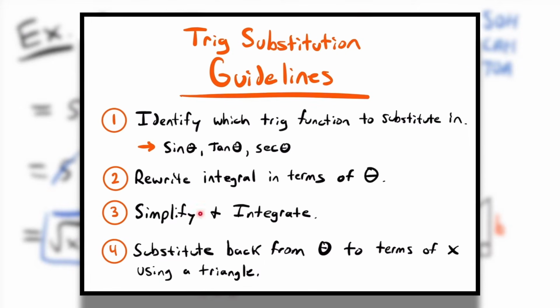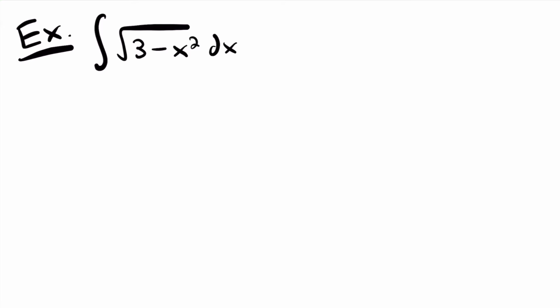All right, and so that's going to be the general process that you go through for every single integral that you will solve using trig substitution. And so let's take a look at another example. All right, so here's our next example. We have the integral of the square root of 3 minus x squared times dx.